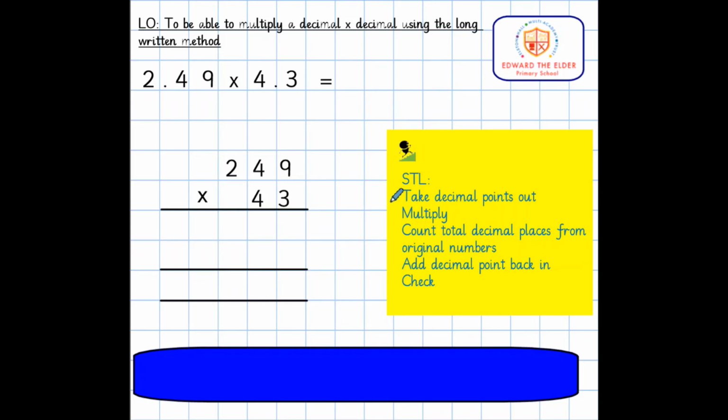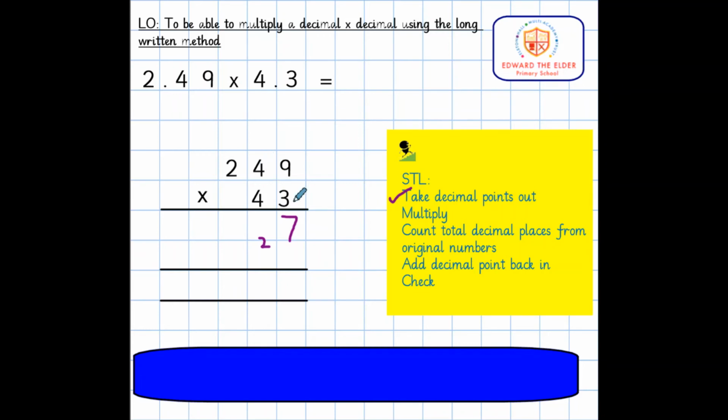Take decimal points out. So when we set out our number sentence, we set it out exactly the same way as we do for long multiplication, but we have removed the decimal points. So our number sentence now is 249 multiplied by 43. We're now going to multiply exactly the same way as we would do for normal long multiplication. Starting in the ones column, 9 times 3: 9, 18, 27.